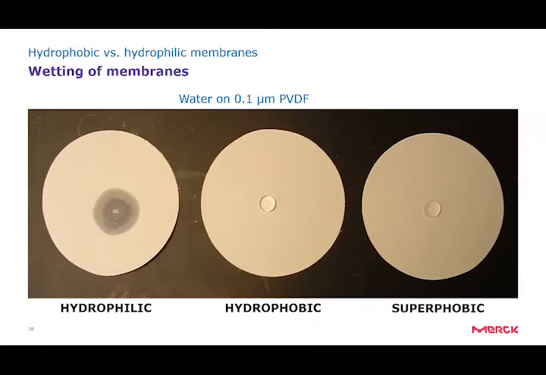Another characteristic of membranes that is important when filtering a sample is the hydrophilicity or hydrophobicity of the membrane. In this example, we have 3 images of water on a 0.1 micron PVDF membrane. For a hydrophilic PVDF, you can clearly see that the water wets the membrane, thereby allowing filtration of aqueous solutions through this 0.1 micron PVDF.